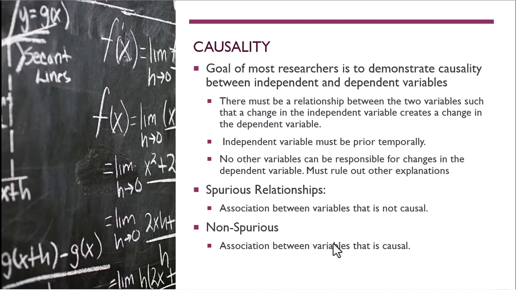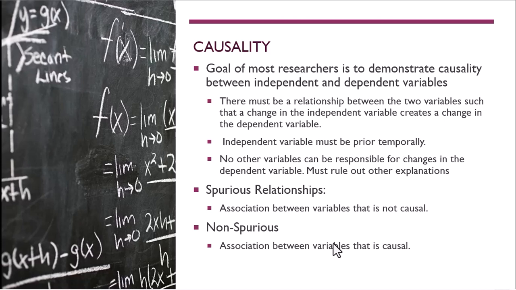We then also have to rule out any other variables. We have to rule out any of those extraneous variables that might be causing changes to our independent or dependent variable. And we will occasionally come up with things that are called spurious relationships, where there's an association between our independent and dependent variables that is not causal. So an example might be that we see a relationship between our independent variable of ice cream sales and our dependent variable of shark attacks. Well, it doesn't seem all that likely that ice cream sales are causing shark attacks.